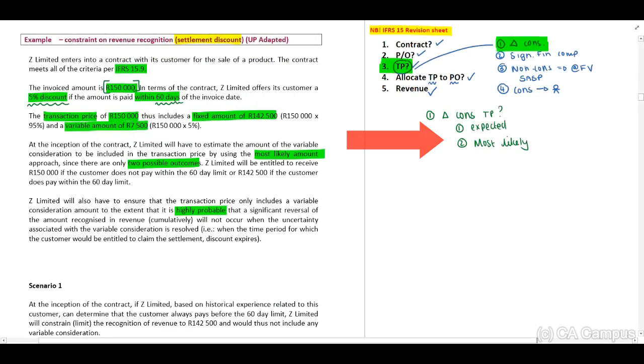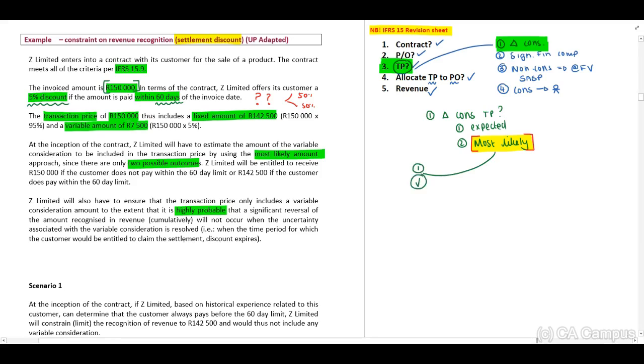If you look at the information that they've provided to us, there is a settlement discount if our customer pays within 60 days. Now my question, how do we know if this customer will pay within 60 days? There is a 50% chance. We do not know. Therefore, guys, do you agree with me that we will have to calculate the value based on our most likely option?